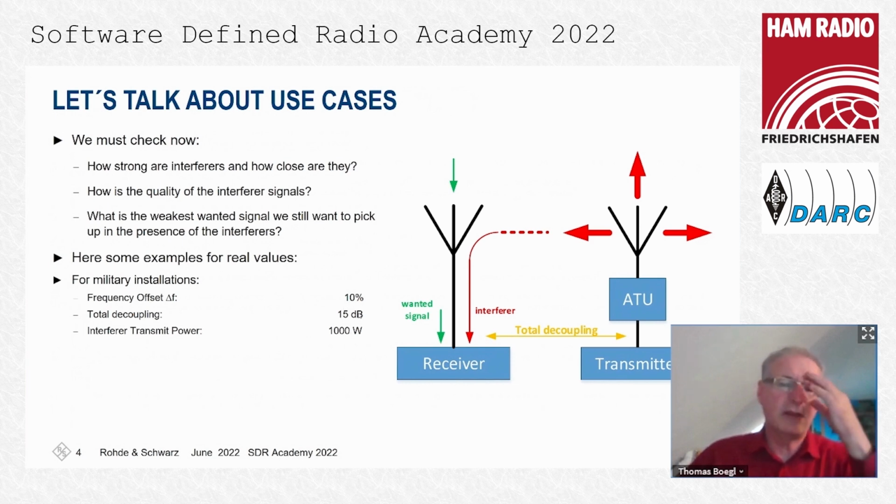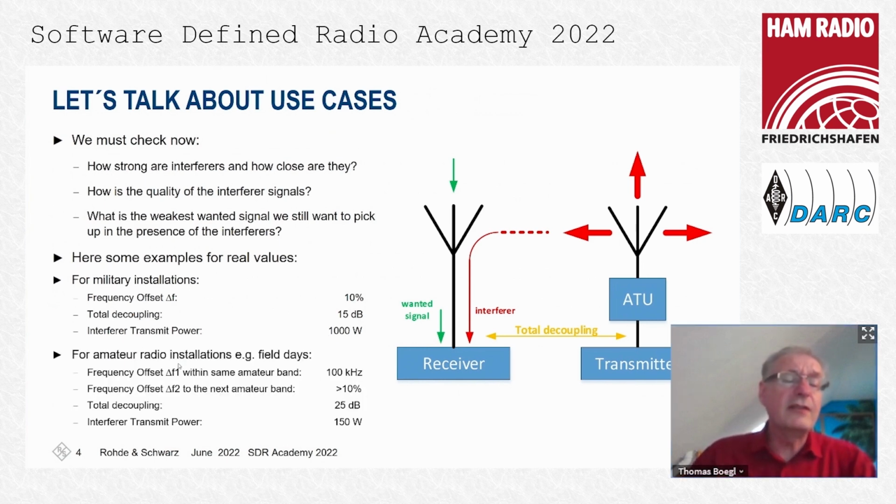So 15 dB is a quite nice typical value. We can have even a bit less or a bit more, but 15 dB is a good rough order of magnitude. And the transmit power typically is in the order of 1 kilowatt. We have a bit more, a bit less. We have some losses from antenna tuning units, but 1 kilowatt is a quite good value to calculate with.